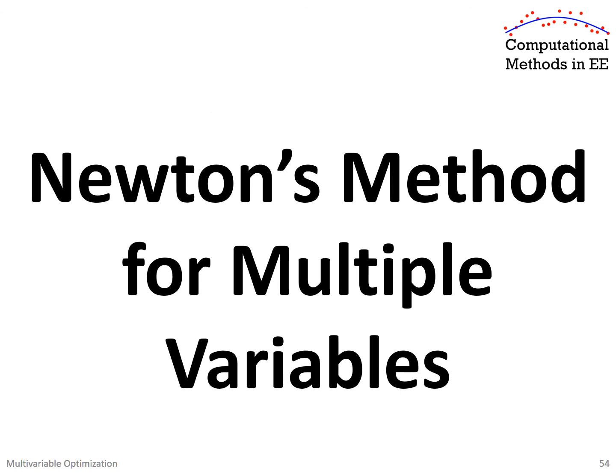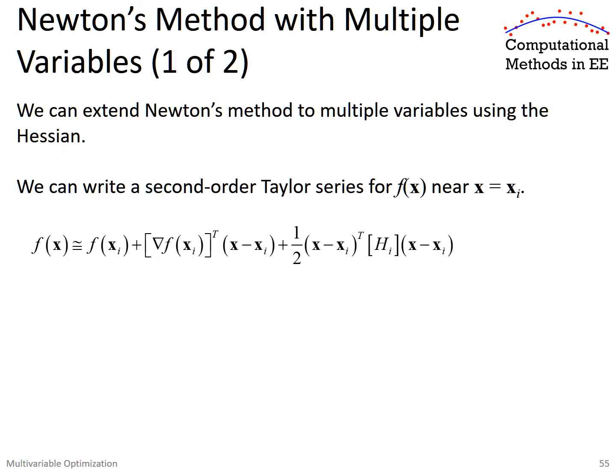Newton's method for multiple variables. This is where we'll use the Hessian. Remember what Newton's method was for 1D optimization. It was essentially the Newton-Raphson method where we did root finding, but we're root finding on the first derivative. So for multiple variables, we change this a little bit and we'll make use of the Hessian.